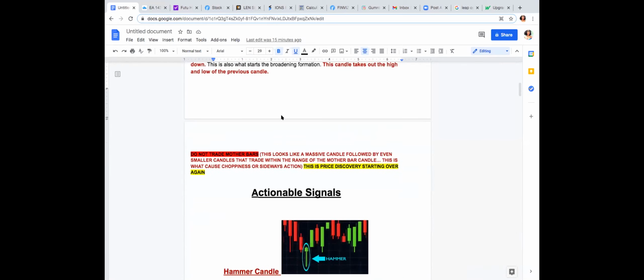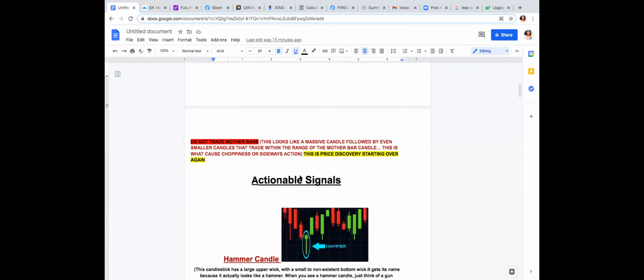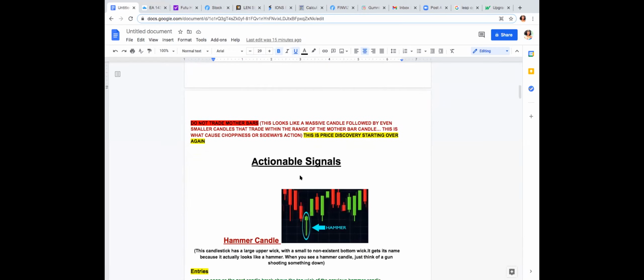Now, we don't trade mother bars. A mother bar is going to look like an extremely massive candle that's followed by even smaller candles that trade within the range of the mother bar candle. This is what causes choppiness or sideways action because, again, all those candles are going to trade within the range of the mother bar. Now, this is where price discovery starts all over again.